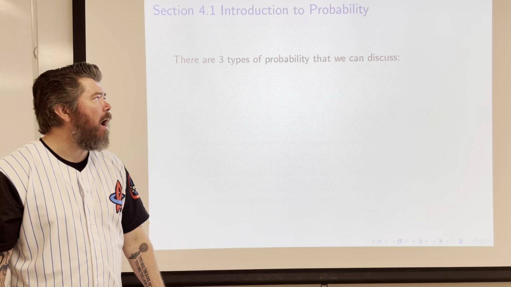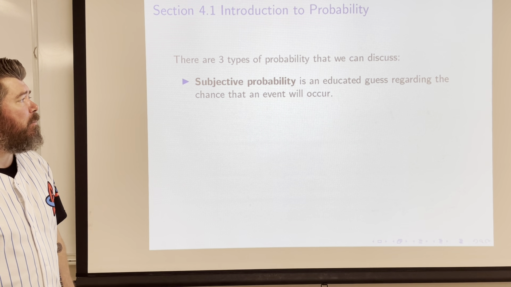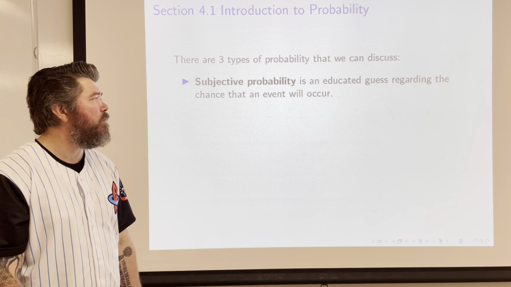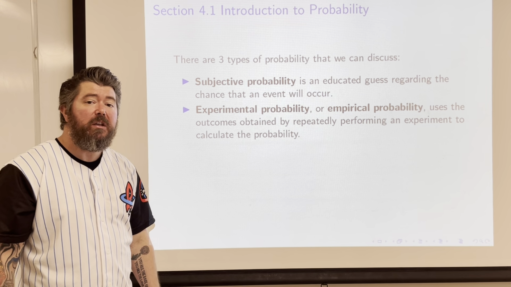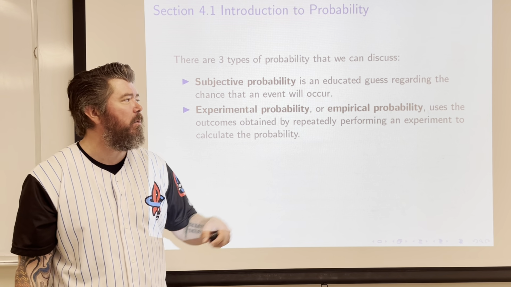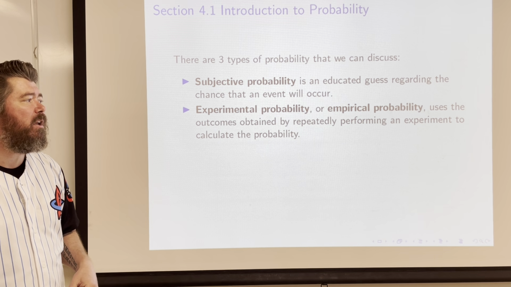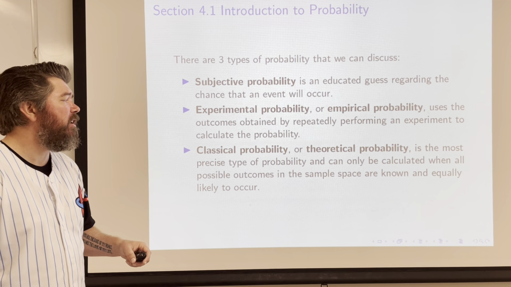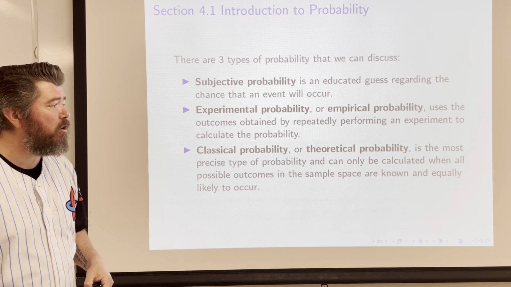There are 3 types of probability that we will discuss in this class. Subjective probability. This is just an educated guess regarding the chance that an event will occur. Experimental probability, or what you've probably seen if you've taken our Math 110 class, empirical probability. And this uses the outcomes obtained by repeatedly performing an experiment to calculate the probability.